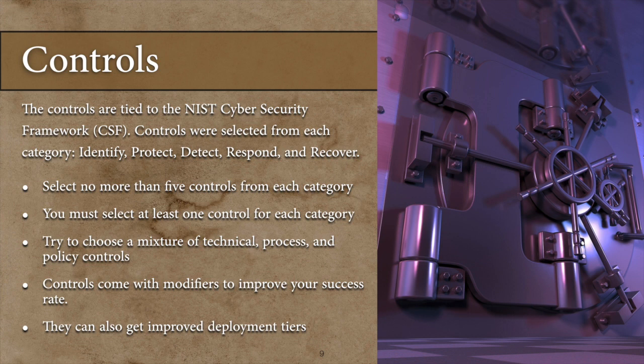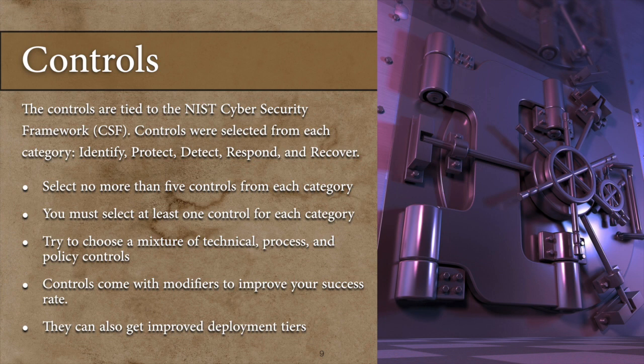As I mentioned, you can't deploy everything that you want at the same time. In this scenario, you can choose no more than 5 controls from each category. You must select at least one control from each category. You can't just load everything up in identify or protect and hope everything is okay. You need to try and choose a mixture of controls. Your player's guide has a listing of technical controls, things like firewalls and IPS/IDS systems. It also has administrative policies. It even has things like executive support, just having an executive team that understands what you need and supports your decisions. You want to have a mixture of these things to help protect you from specific incidents.